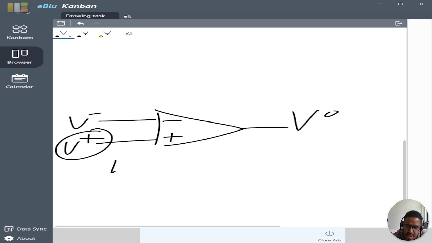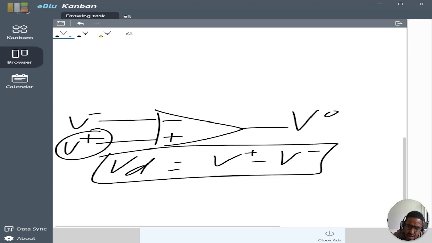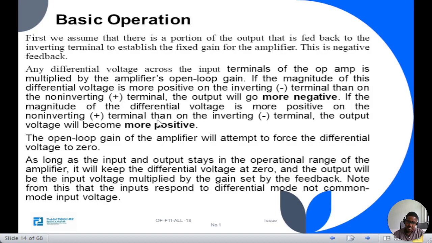So that means the difference voltage is V non-inverting minus V inverting. By this principle, for our V out: if V inverting is larger than V non-inverting, the output becomes negative. If V non-inverting is greater than V inverting, the output becomes positive. By this principle, the op-amp works.